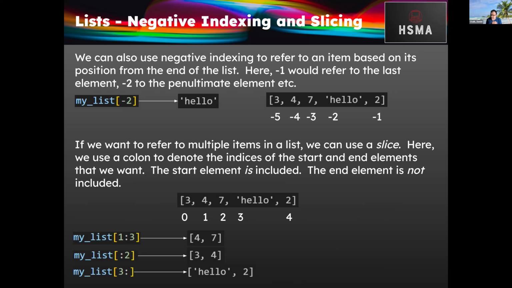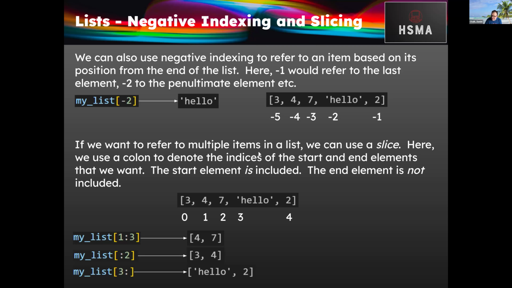You can also use negative indexing if you want to refer to an item based on its position from the end of the list. Now, you probably won't use this very much, and usually when you do, it's to grab the last element of the list, or the next to last. You usually don't use it for much else than that, but you can do it, and we just use negative indexing for that.